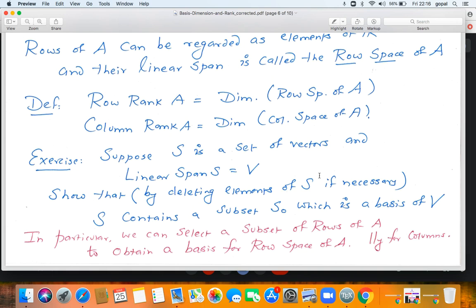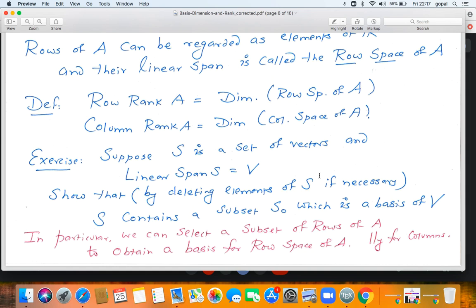For example, if S contains vectors v1, v2, v3, and if v3 happens to be v1 plus v2, then when I take the linear span of S, v3 is redundant. Whatever I can get using v1, v2, v3, I can get with v1 and v2 alone. So if S is linearly dependent, then one of the vectors can be expressed as a linear combination of the others, and that vector can be dropped out of the list without affecting the linear span. In other words, I can make the set smaller. I can delete a vector from S and get a smaller subset, say S naught, such that the linear span of S naught is again V.